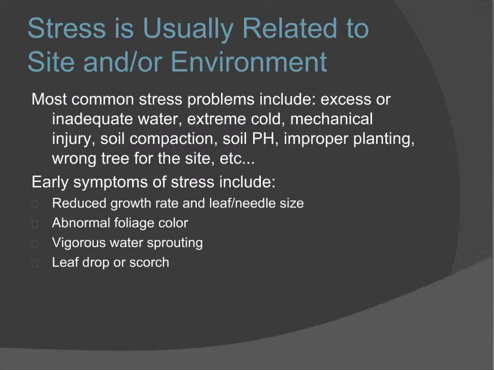Stress is usually the main issue in urban settings, and it's related to site or environment. The most common stresses, of course, are inadequate water and extreme cold. And early symptoms may present themselves as reduced growth or needle size, leaf size, abnormal foliage color, vigorous water sprouting, and leaf drop or scorch.